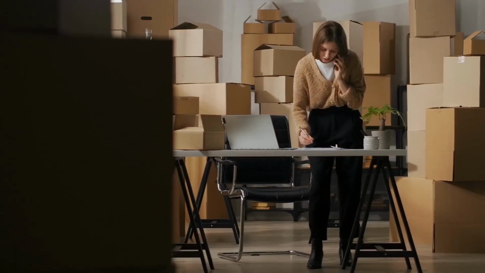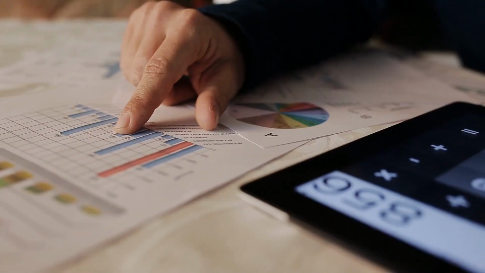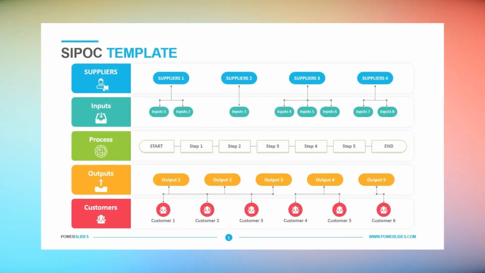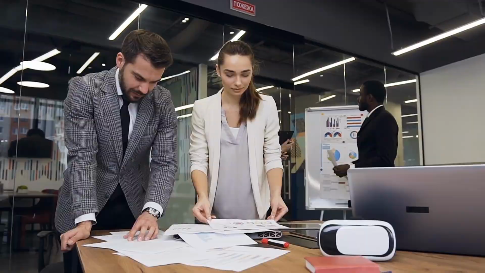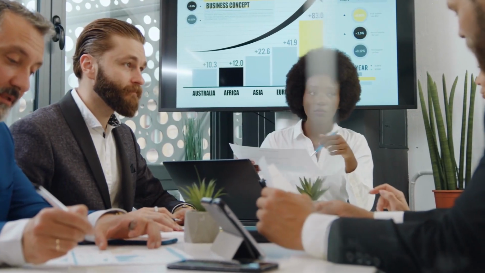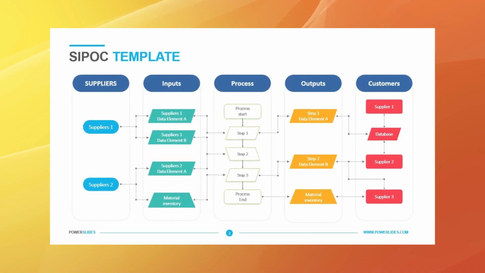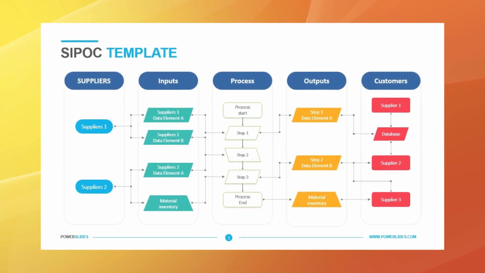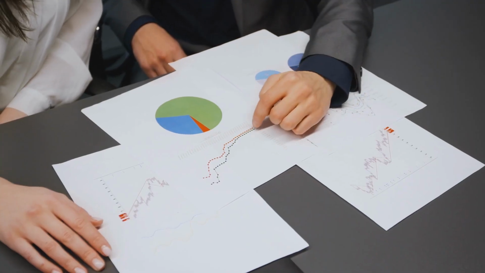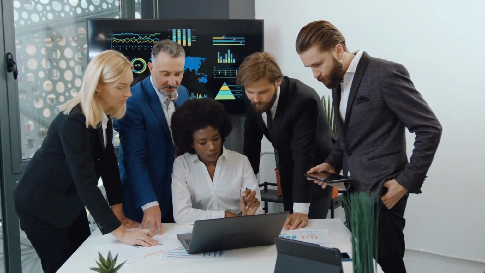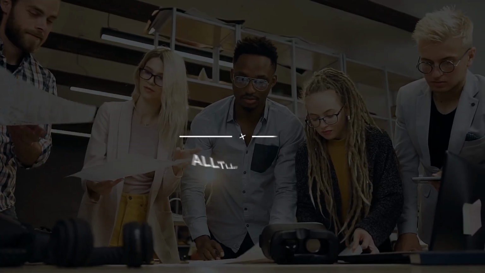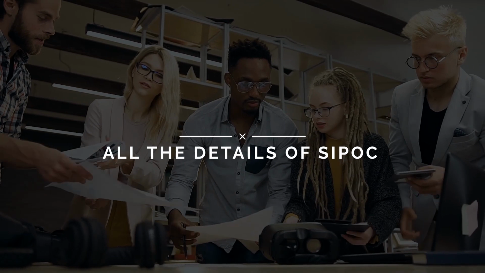SIPOC (suppliers, inputs, process, outputs, customers) diagram is a visual tool for documenting a business process from beginning to end prior to implementation. SIPOC, pronounced "sy-pok", diagrams are also referred to as high-level process maps because they do not contain much detail. Today, we will check out all the details of SIPOC.